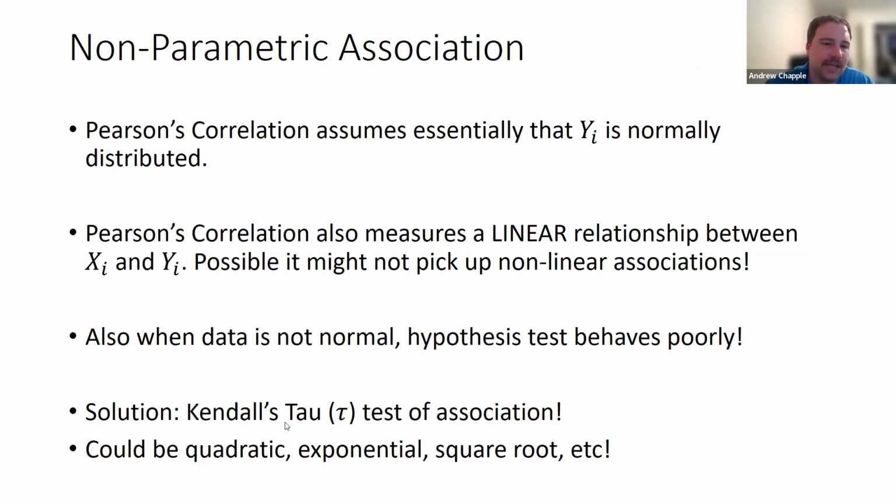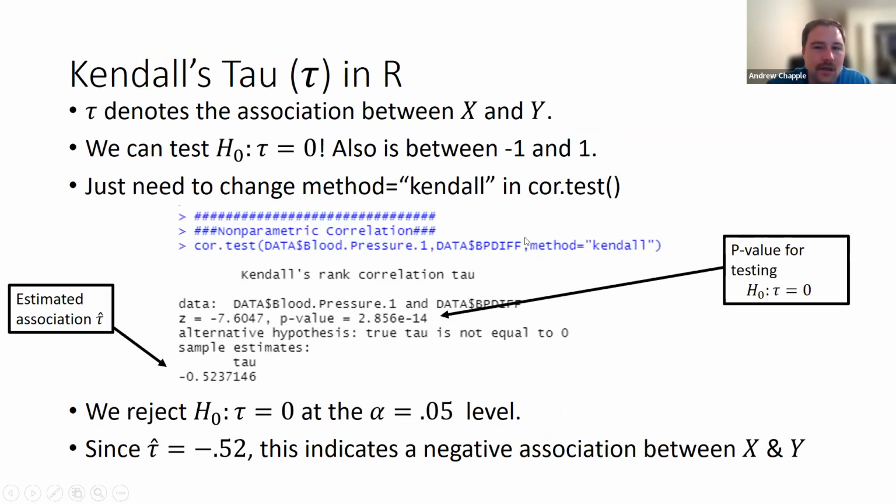So the easiest solution is Kendall's tau. And that's an easy change to do. All you need to actually do is come into your correlation test function and change method to Kendall here. So tau here is this association. It's a monotonic association. It's not necessarily a linear association. And again, it's also between -1 and 1. So here I get an estimated tau. It's kind of a non-linear increase or decrease.